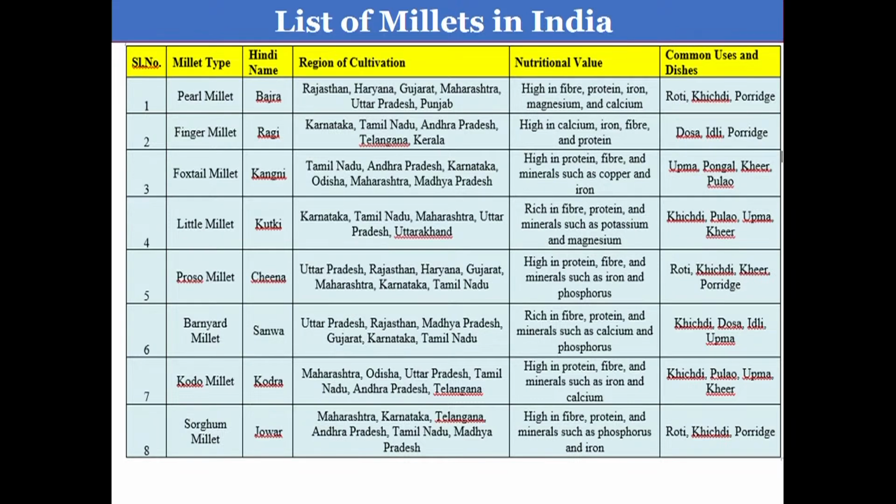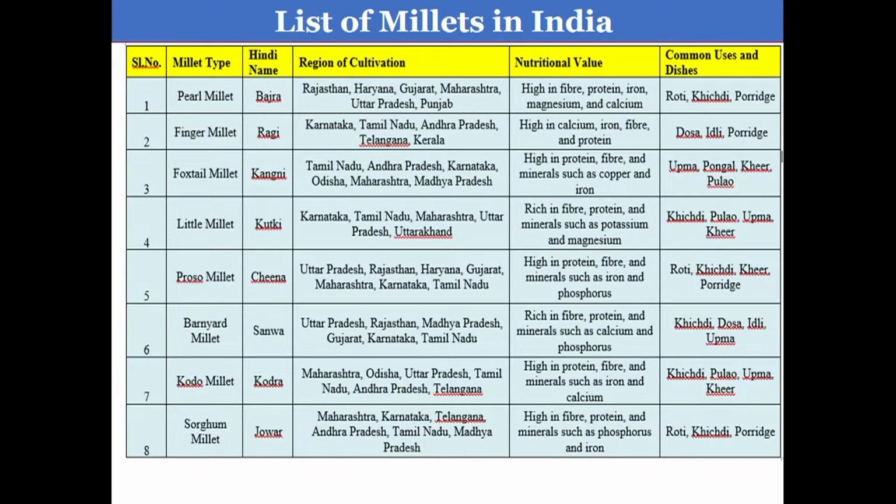and khichdi and porridge also. Finger millet, also known as ragi, is cultivated basically in Karnataka, Tamil Nadu, Andhra Pradesh, Telangana, and Kerala, and it is high in calcium, iron, fiber and protein. You can prepare food from this grain such as dosa, idli, and porridge.